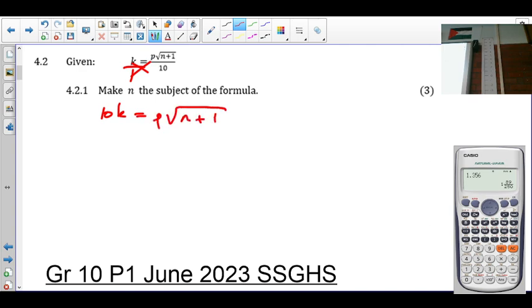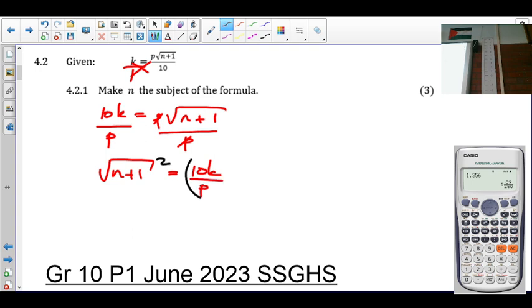People, there's many ways of doing this. Okay. So what do I do now? Divide by p, or you could have squared both sides. Okay. So that's gone. So the square root of n plus 1 is equal to 10k over p. Now what? Square both sides to get rid of the square root. So it's n plus 1 is equal to 100k squared over p squared.